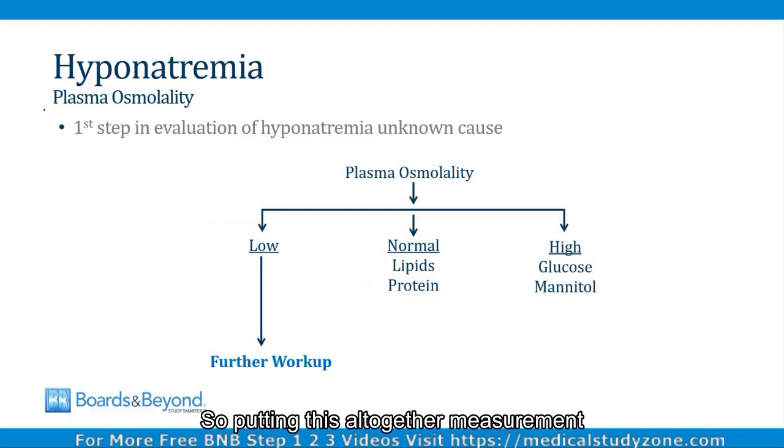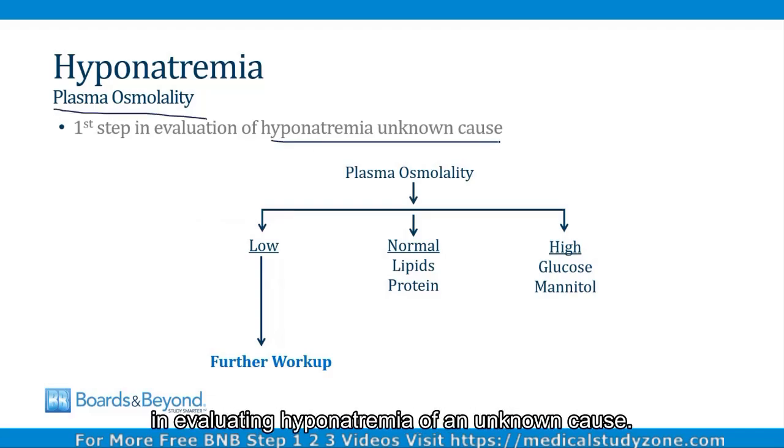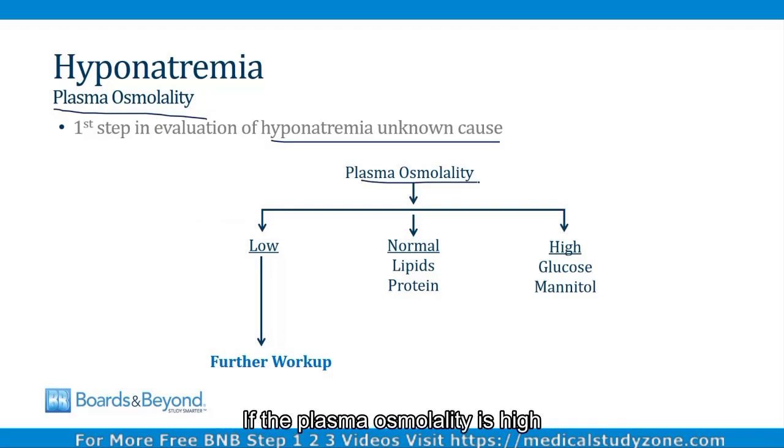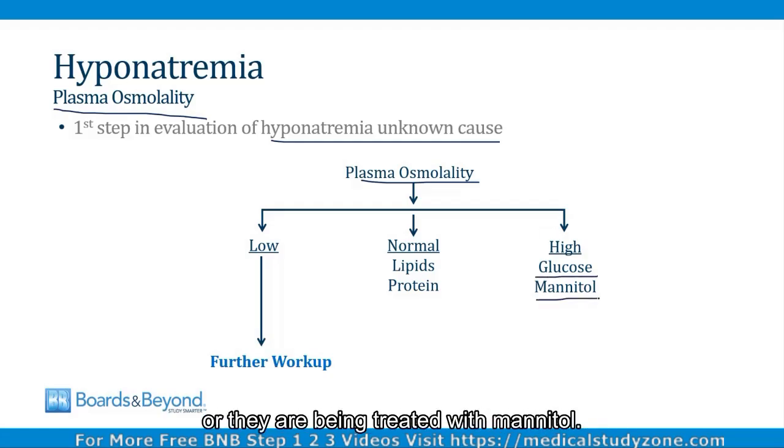So putting this all together, measurement of the plasma osmolality is the first step in evaluating hyponatremia of an unknown cause. If the plasma osmolality is high and you have hyponatremia, then that means that patient has hyperglycemia or they are being treated with mannitol. If the patient has hyponatremia and the plasma osmolality is normal, then that patient has high levels of lipids or proteins in the blood.